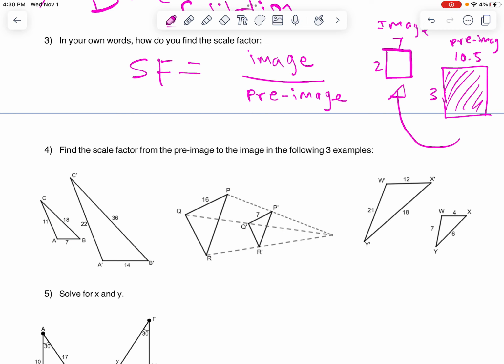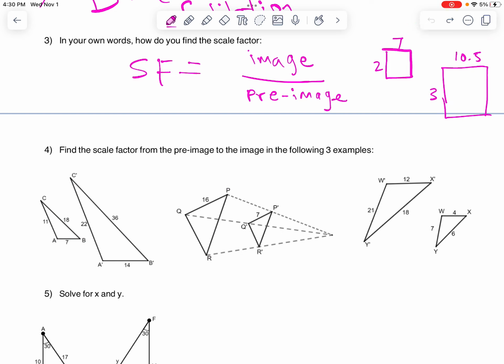So 3 times what is 2? 3 times what is 2 is asking the same question as 2 divided by 3. So that's the image 2 divided by the pre-image 3. So we'd say the scale factor is 2/3. 3 times 2/3 is going to be 2. 10.5 times 2/3 is going to be 7. Okay, so that's an example of using the scale factor.